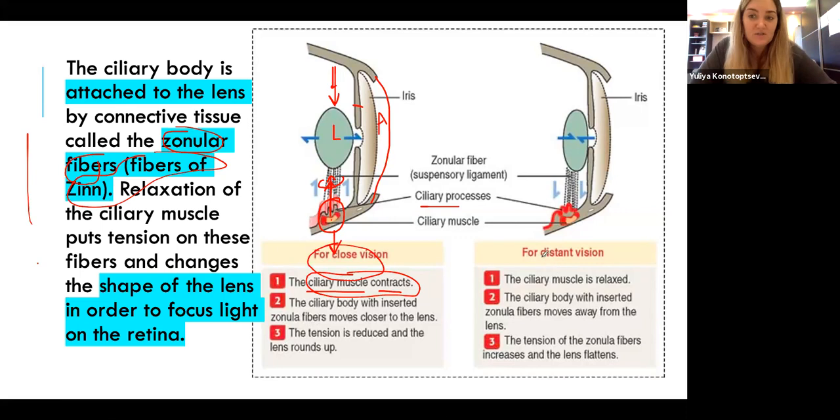The opposite is for distant vision. If your ciliary muscle relaxes, it gets away from the lens. What happens to the suspensory ligaments? They start to stretch. As they stretch, they pull on the lens and it becomes much thinner, so you can see more distant.